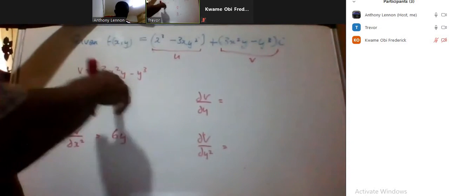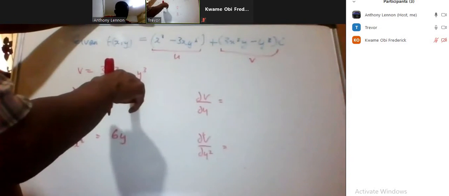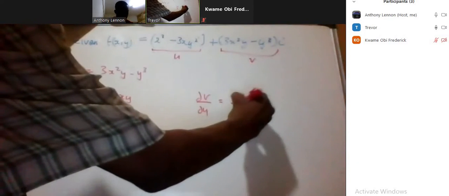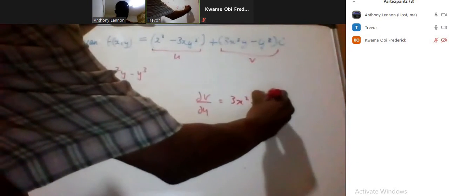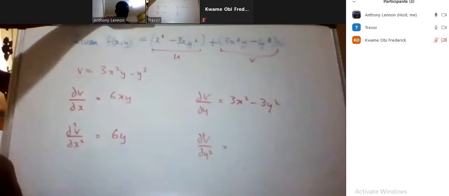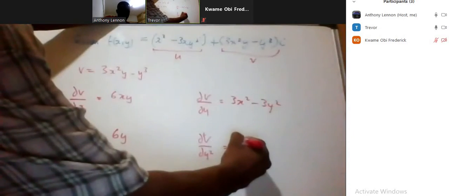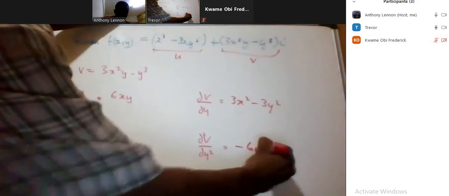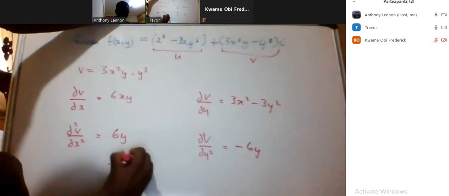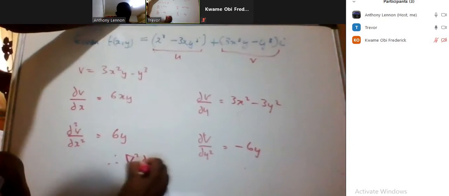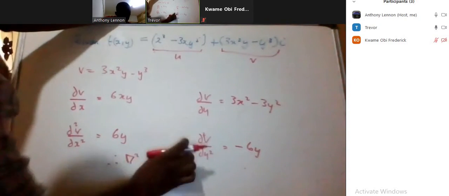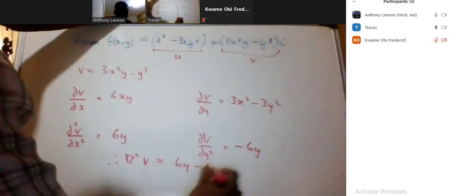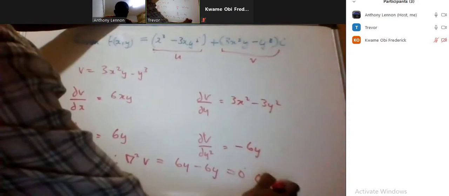Alright. And now this guy, differentiate with respect to y. That's a coefficient. So that's 3x squared minus 3y squared. And differentiate this again is negative 6y. That disappears, negative 6y. And therefore, del squared v is equal to 6y minus 6y, which is equal to 0. QED.